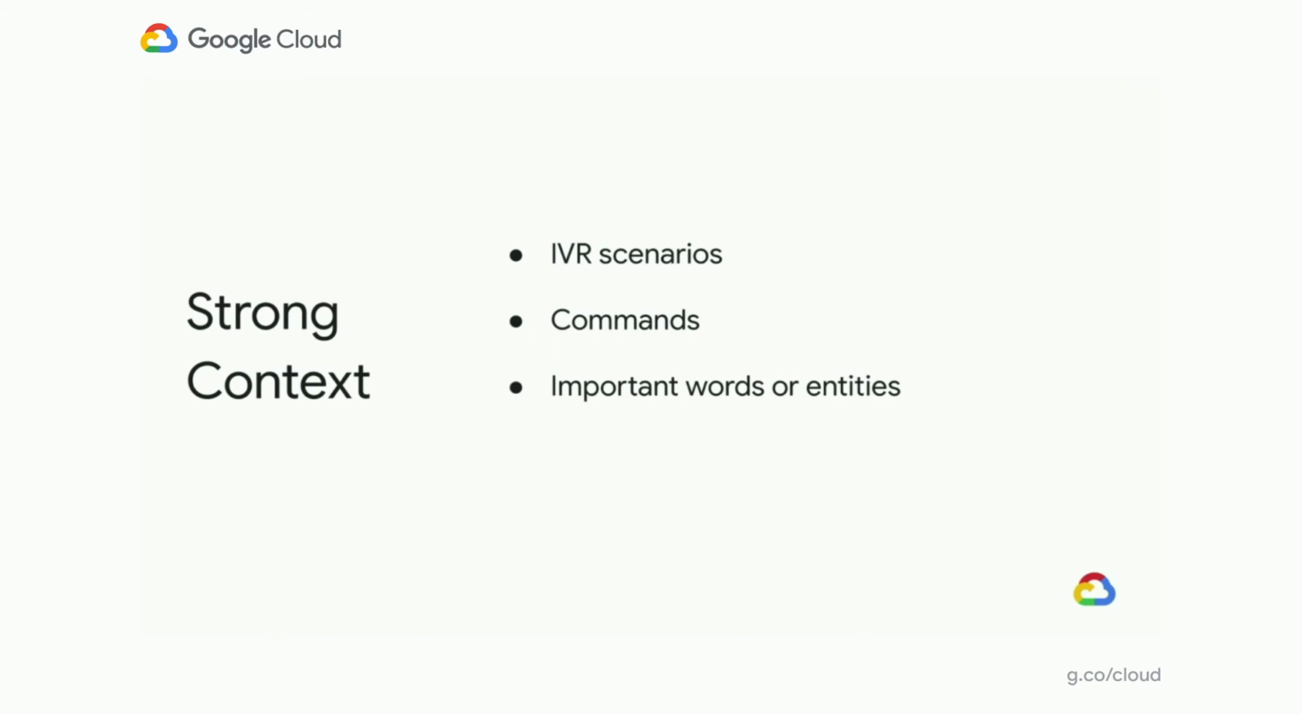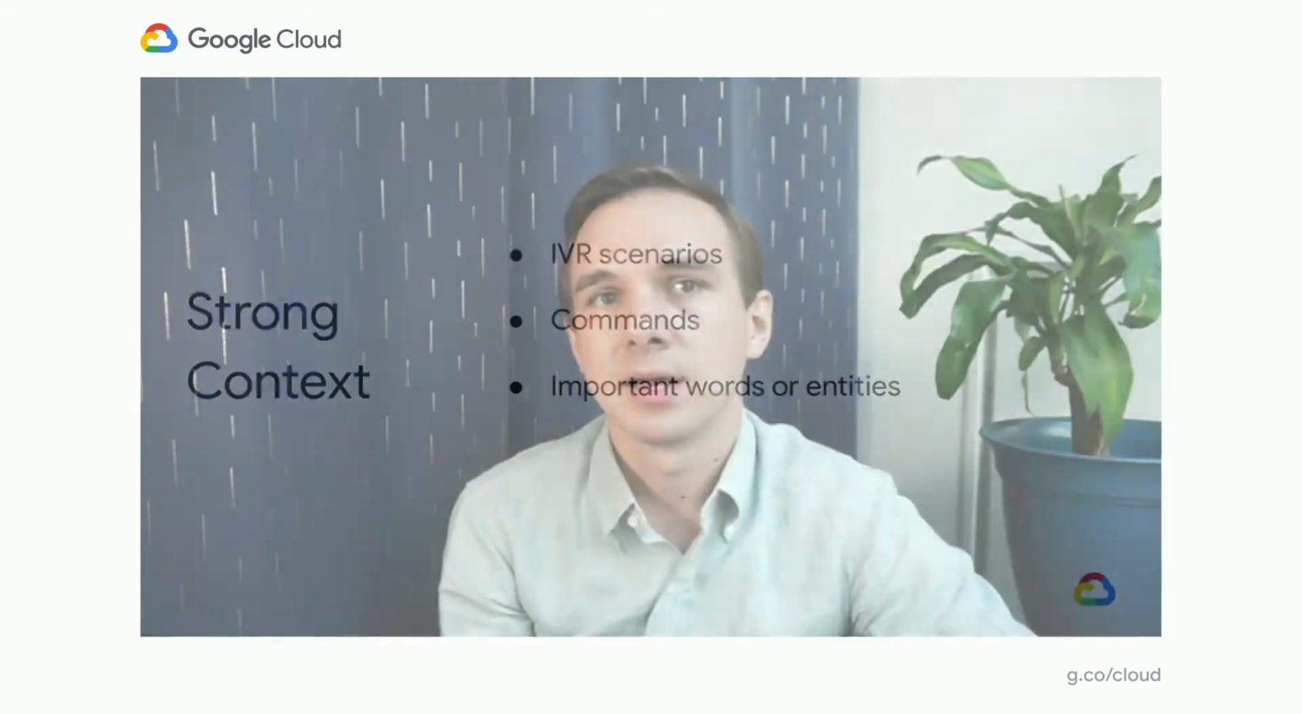Next would be a system for giving commands, where you know that the user is going to say "change the channel" or "play songs by some artist." In these systems, you have a very, very constrained vocabulary, and this can help you to bias and increase accuracy on that specific vocabulary. And finally, as I talked about before, important words or entities. If you have a proper noun that's very important to transcribe correctly, you're almost always going to need to bias towards it very, very strongly.